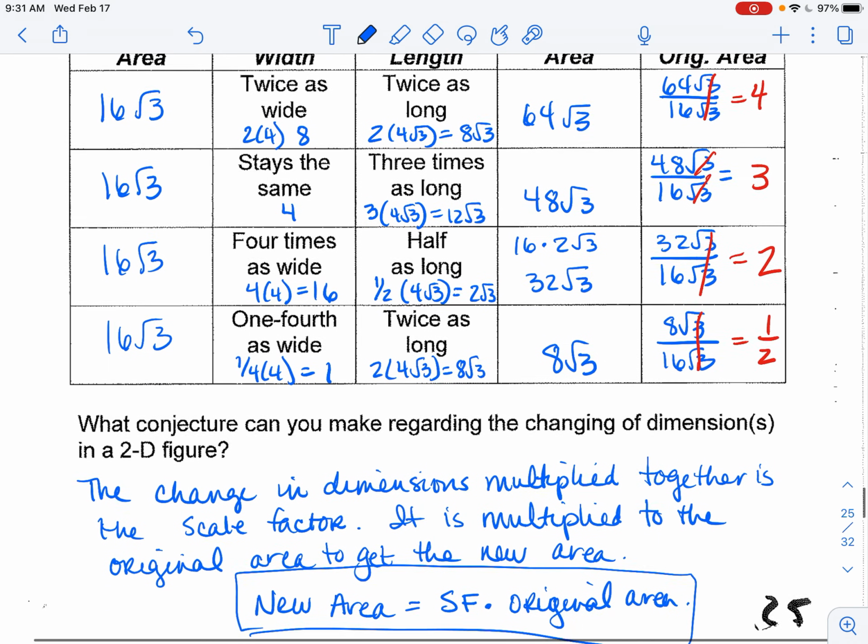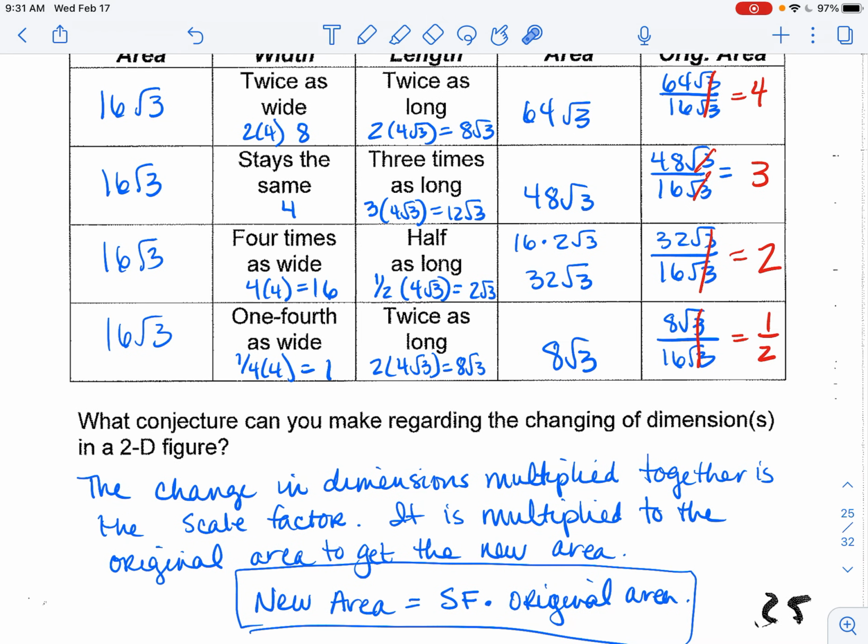Okay, so let's just make sure we understand. My original area was 16 root 3. And the change in dimensions multiplied together. So twice and twice, that's 2 times 2 is 4. That's my scale factor. So if I want to find the new area, I would take 4 times 16 root 3 to get my new area.